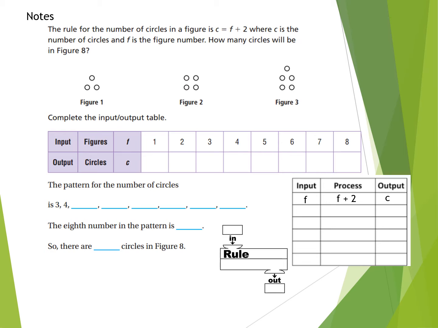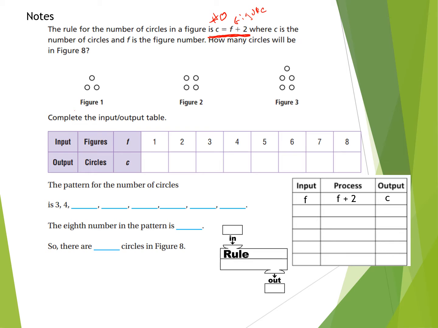The rule for the number of circles in a figure is C equals F plus 2, where C is the number of circles and F is the figure number. So how many circles will be in figure 8? So here, if I look at this expression, we have F and C. Here we go with letters in my math again, right? Where C is the number of circles and F is the figure number, okay?